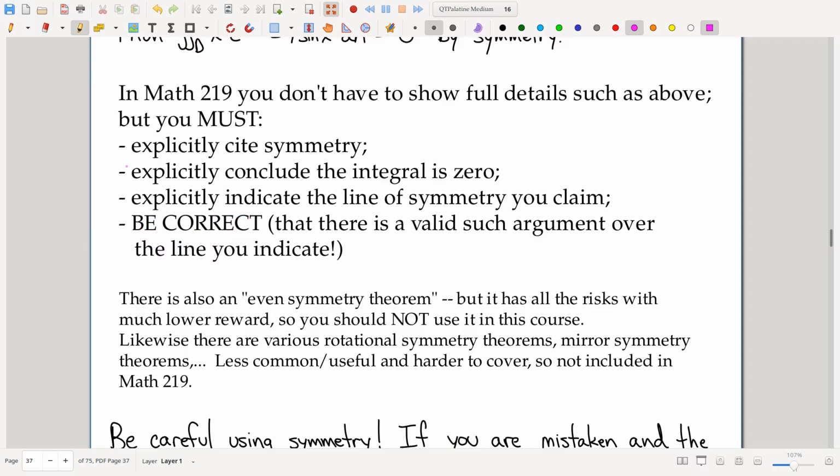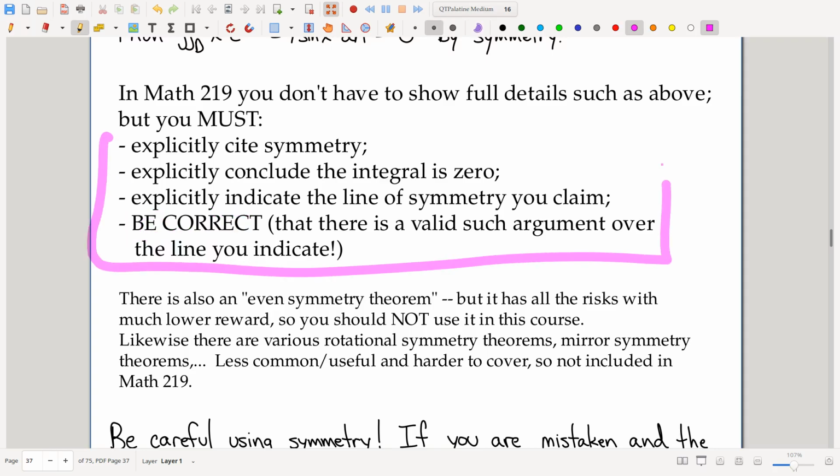So anyway, these are the 4 requirements. And as long as you do those 4 things, by the way, how easy it is. You just say integral equals 0 by symmetry over the y-axis. That's very little to have to write down. Right? And as long as that is correct, full credit. Okay.